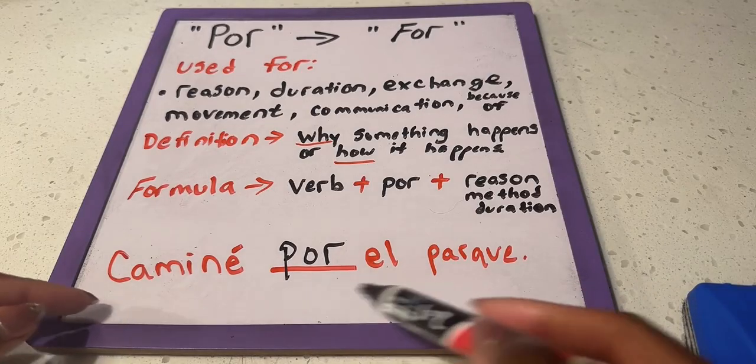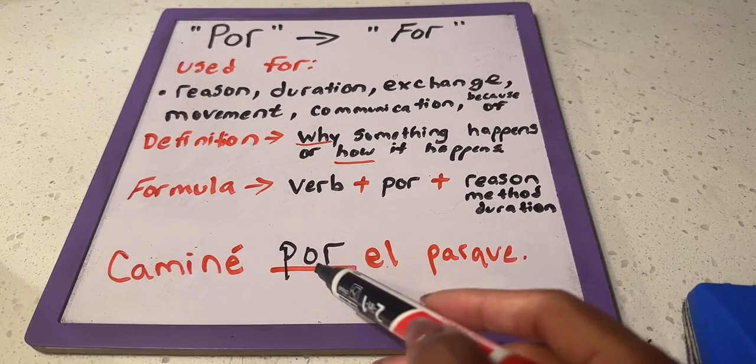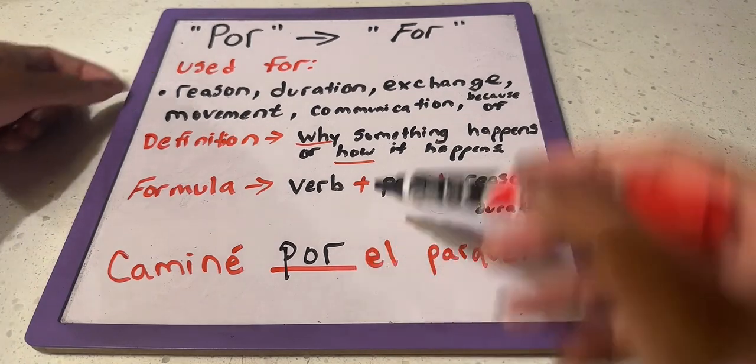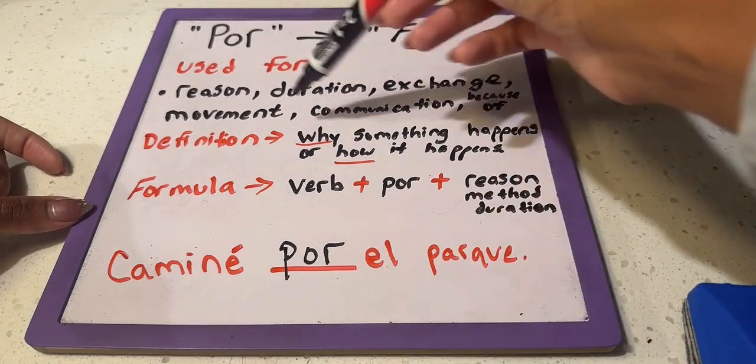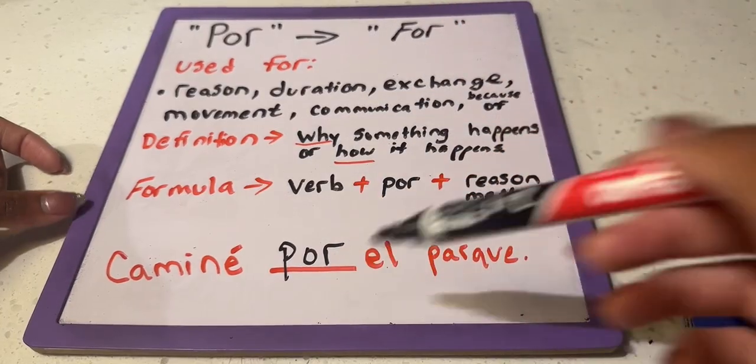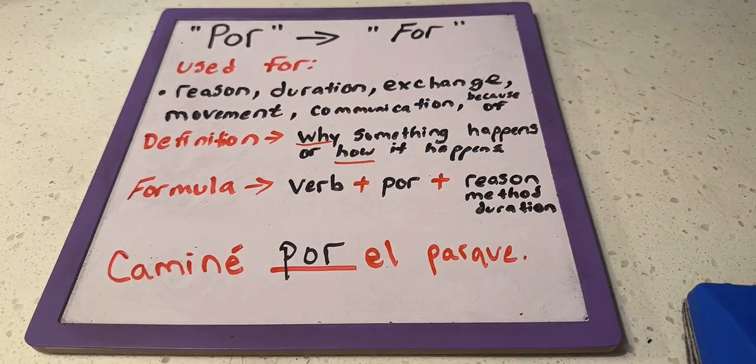All right. Now, bonus points for who can tell me what usage this even speaks to. When I say I walked through the park, what part of por am I using it for? Am I using it for reason, duration, exchange, movement, communication? Which of these usages does this apply to, based off of our verbiage up here? Exactly. Yes, it refers to movement. Movement. Exactly. Very good job.